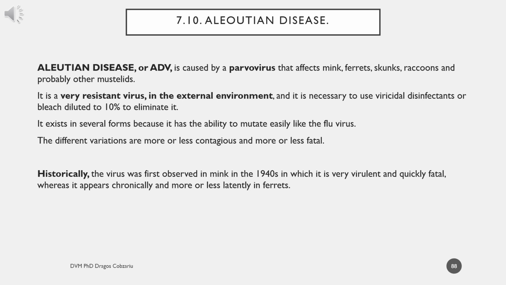Aleutian disease, or ADV, is caused by a parvovirus that affects mink, ferrets, skunks, raccoons and probably other mustelids. It is a very resistant virus in the external environment, and it is necessary to use virucidal disinfectants or bleach diluted to 10% to eliminate it. It exists in several forms because it has the ability to mutate easily like the flu virus. The different variations are more or less contagious and more or less fatal. Historically, the virus was first observed in mink in the 1940s, in which it is very virulent and quickly fatal, whereas it appears chronically and more or less latently in ferrets.